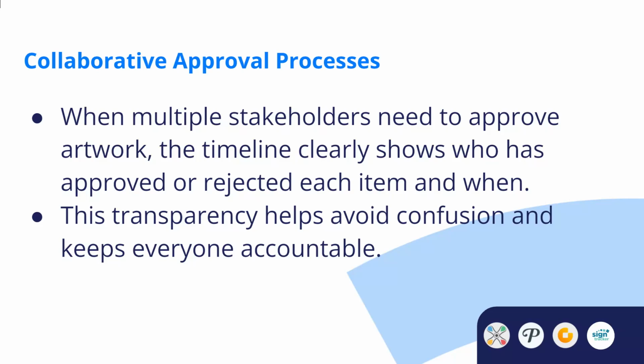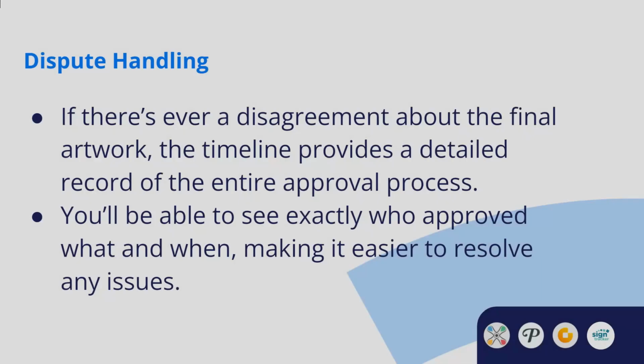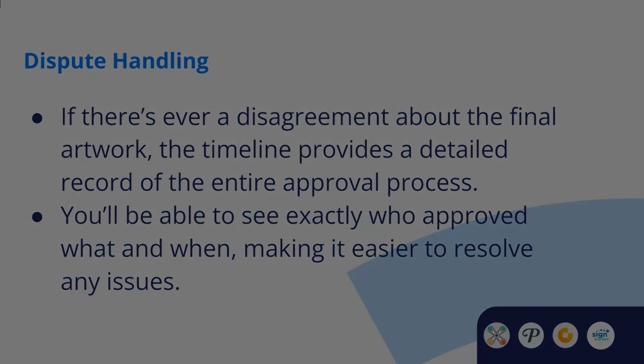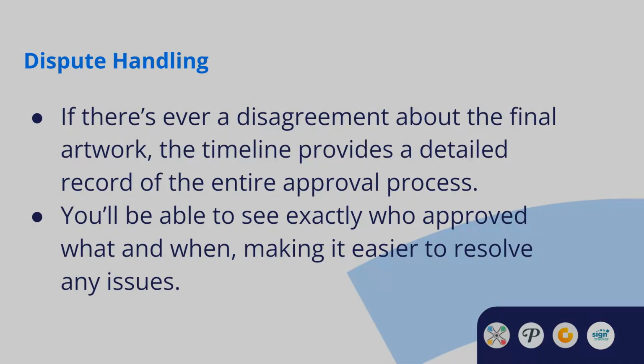Collaborative approval processes. When multiple stakeholders need to approve artwork, the timeline clearly shows who has approved or rejected each item and when. This transparency helps avoid confusion and keeps everyone accountable. Dispute handling. If there's ever a disagreement about the final artwork, the timeline provides a detailed record of the entire approval process. You'll be able to see exactly who approved what and when, making it easier to resolve any issues.